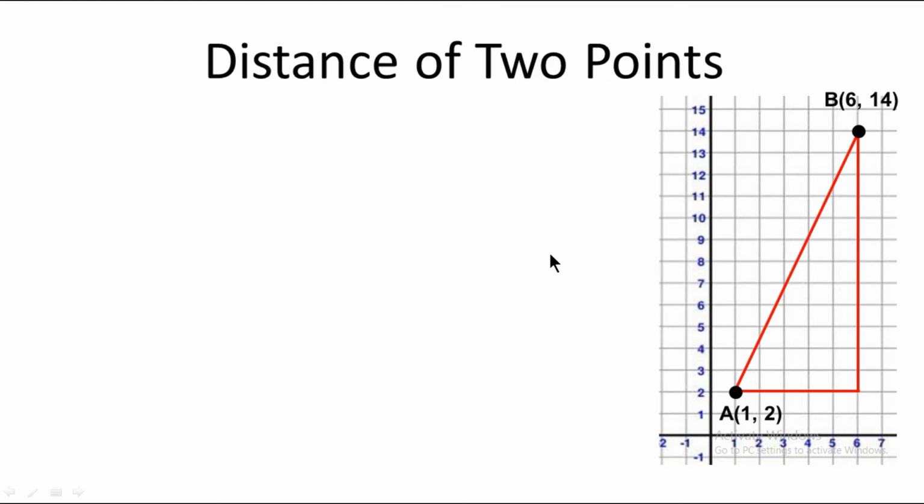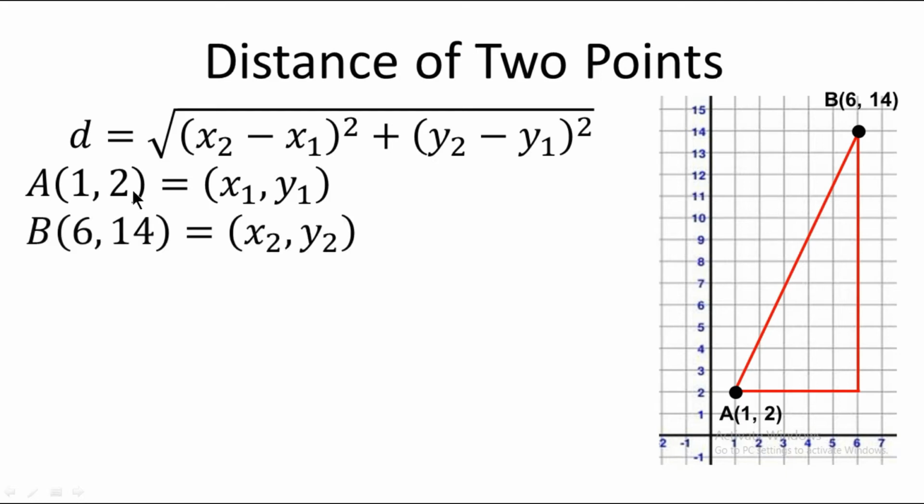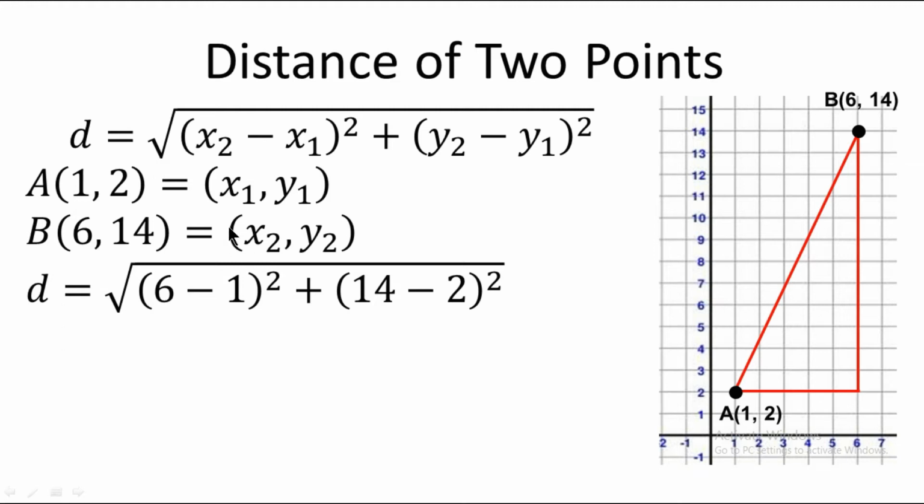Let's jump to an example. Let's see these 2 points as the example. So this is the formula for the distance of 2 points. Let point A be the first point. That means x1, y1 equal to 1 and 2, x1 equal to 1 and y1 equal to 2. And let point B be the second point. That means x2 equal to 6 and y2 equal to 14. So the distance between 2 points is the square root of (x2 minus x1) squared plus (y2 minus y1) squared. So substitute all the values that we have got into this formula.